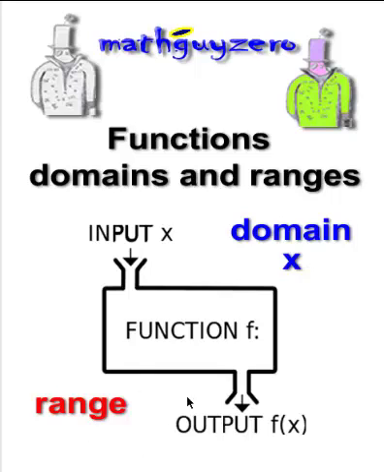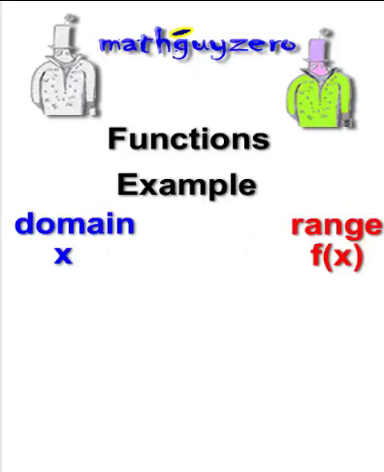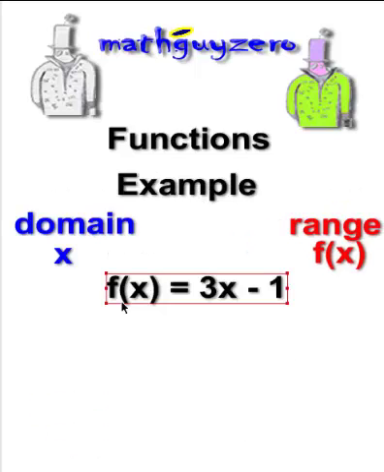And anything that comes out of the function, the result of a function, is what we call y. But now we're going to call it the function of x. It means the same thing as y. So let's do an example. Here's a function. f(x) = 3x - 1.